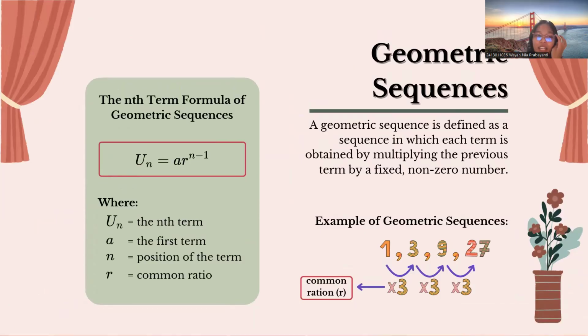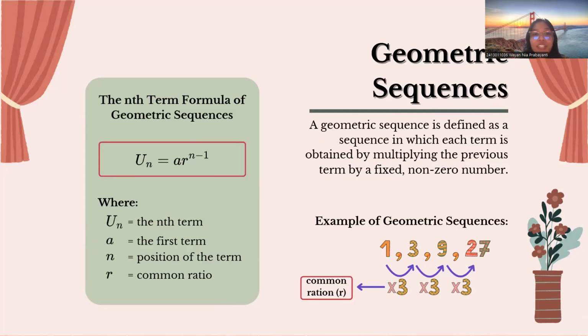Okay, the next is about geometric sequence. So geometric sequence is defined as a sequence in which each term is obtained by multiplying the previous term by a fixed non-zero number. So in other words, in geometric sequence, instead of adding a constant like in arithmetic, we multiply by a constant each time. The position of each term still matters, and knowing the r, or the common ratio, or the multiplier, and the first term is enough to find any term in this sequence.